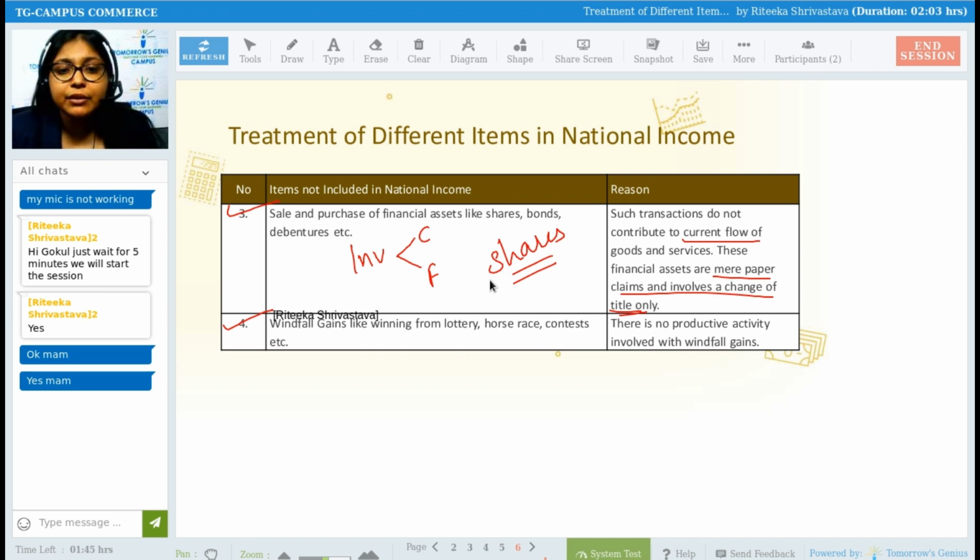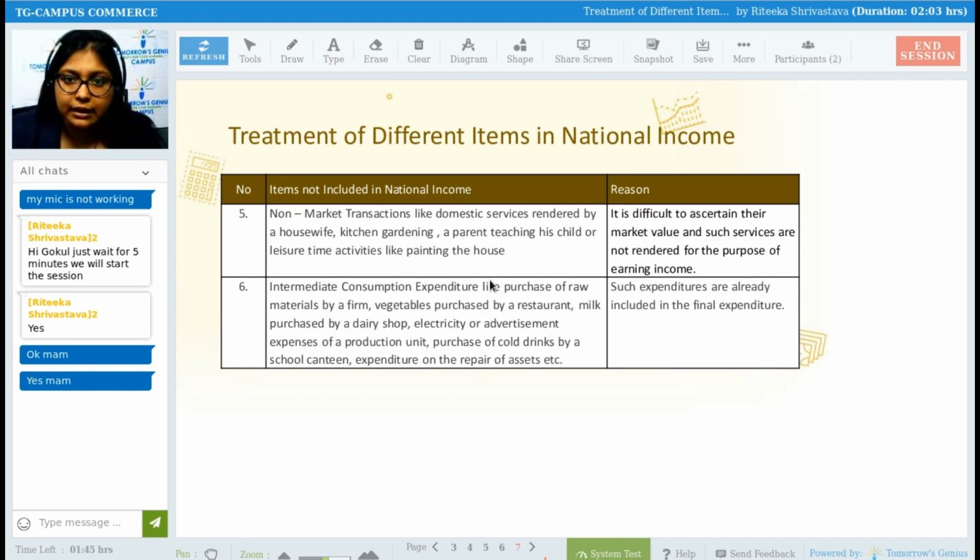Then come windfall gains like winning from lottery, horse race, contests, gambling, doing illegal work. All these things are called windfall gains. And again, windfall gains are not included in national income because they are not a productive activity. If you are earning money or getting profit from criminal activities or from illegal activities like lotteries, horse race, cricket or contests like these, they are not productive activity and hence again they will not be included under national income.